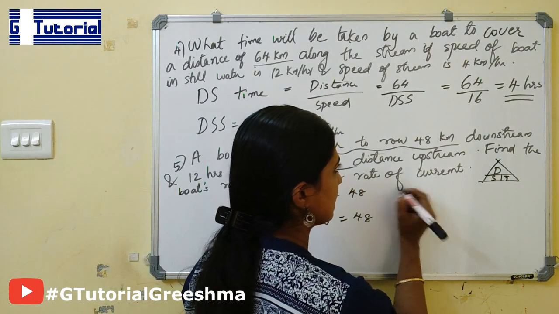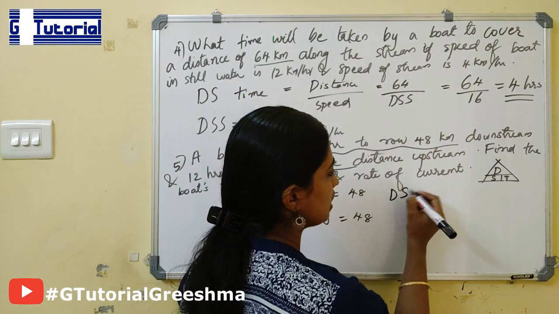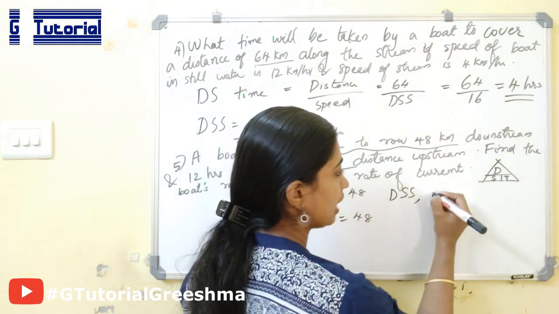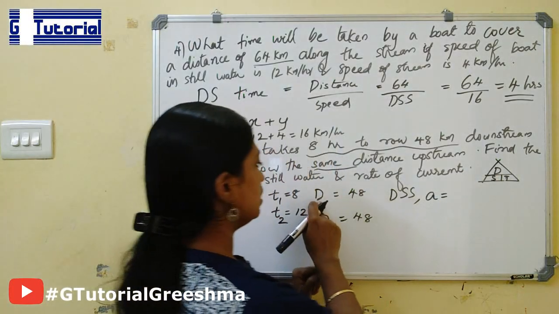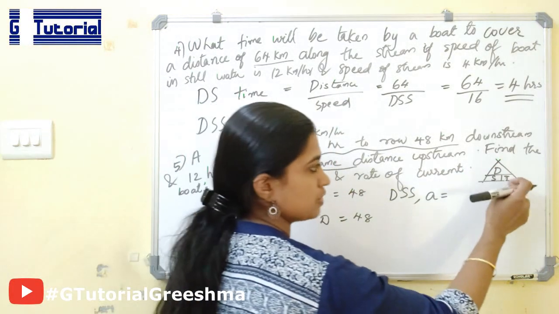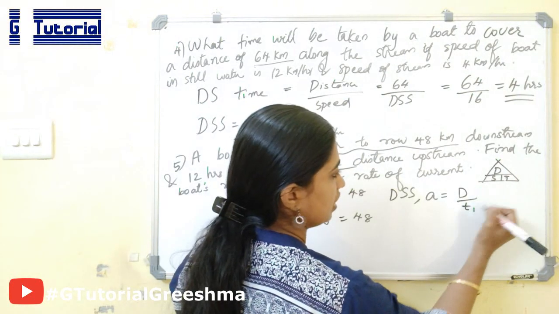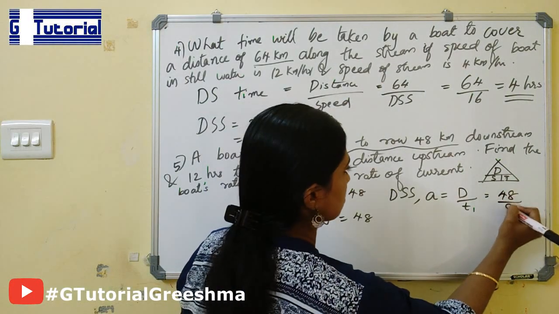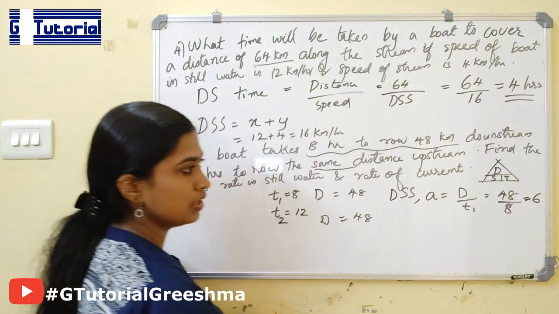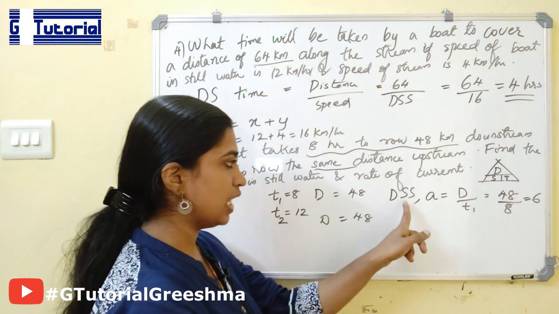So in the first case, that is downstream case, downstream speed, which is denoted by letter A, is equal to distance by time. So D by T1, which is 48 by 8. 48 by 8 is 6. 6 km per hour is the downstream speed.